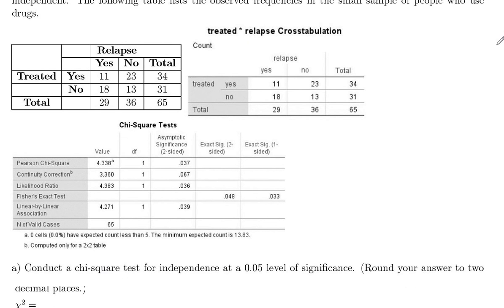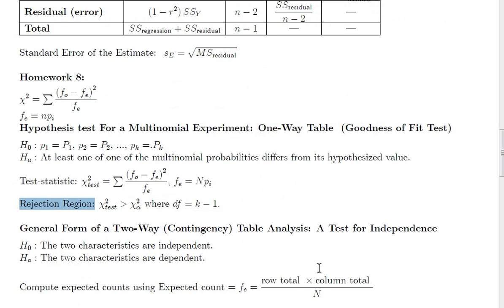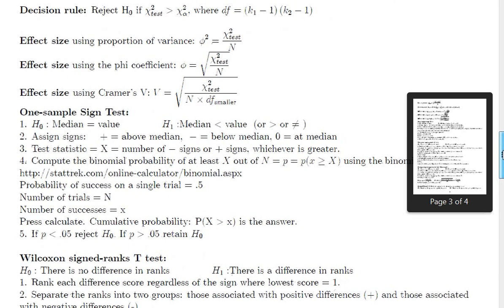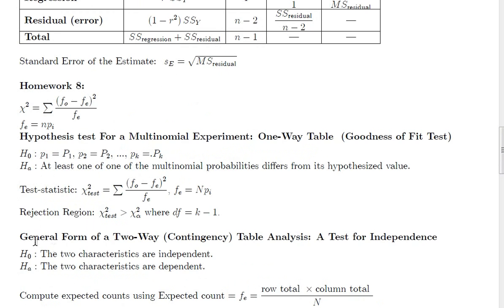So that's a different type of chi-squared. We're not testing against a distribution, we're testing to see if things are related or if they're not related, if they're dependent or if they are independent. If we go to our formula sheet here, you can see this was the one-way table, goodness of fit. And down here we have what's called a two-way or contingency table analysis, and that's for a test of independence, chi-squared test of independence.